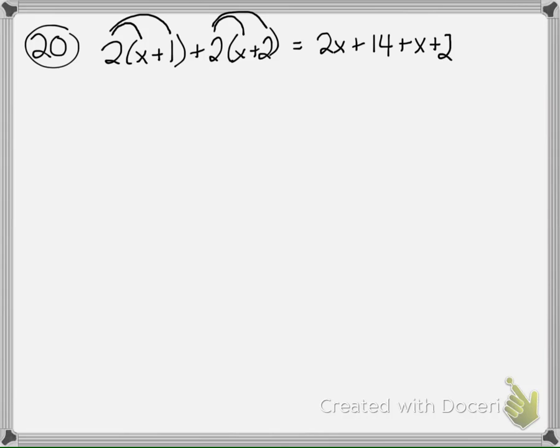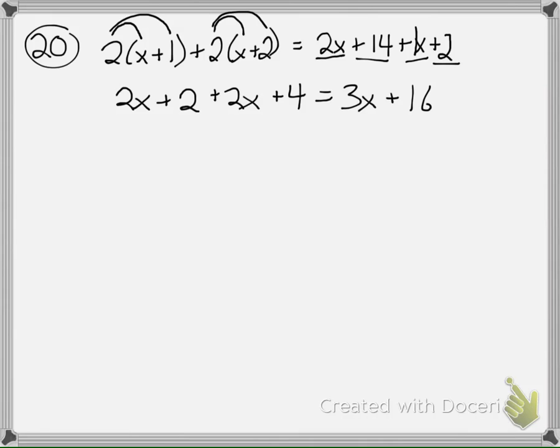So here I have 2 times x, which is 2x. 2 times 1, which is positive 2. 2 times x, which is positive 2x. 2 times 2, which is positive 4. And on this side, I can go ahead and start combining like terms. My like terms over here would be 2x and 1x, right? So that gives me 3x. And I also have as like terms 14 and 2, both positive, so that's plus 16.